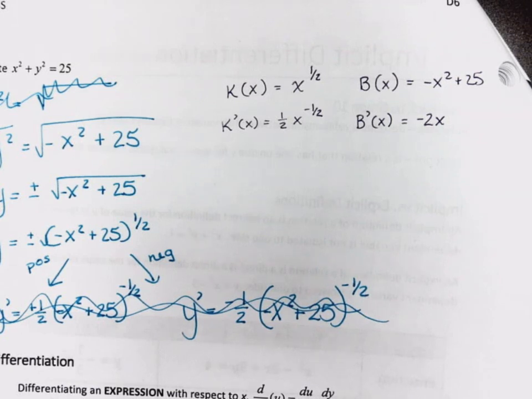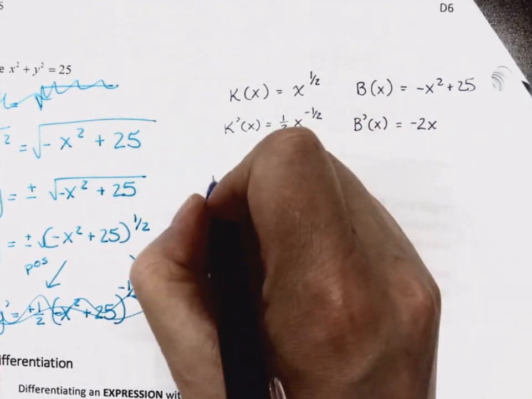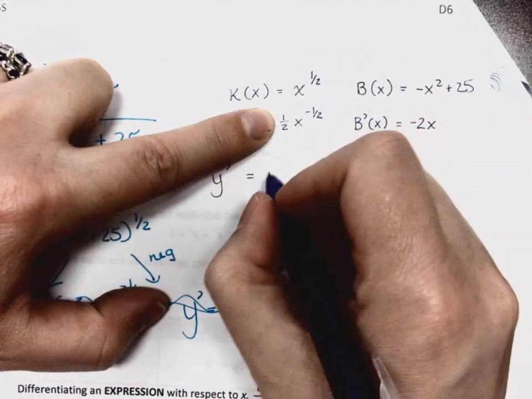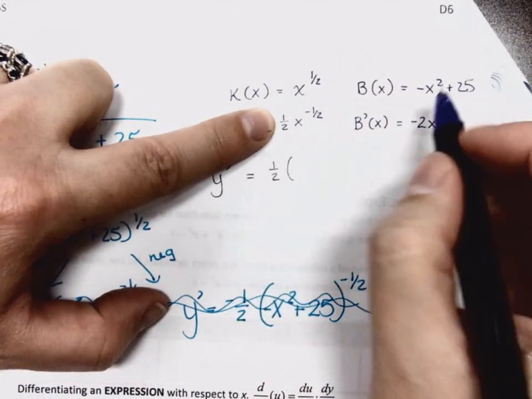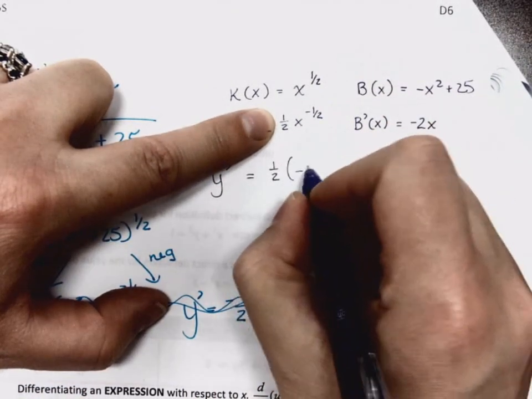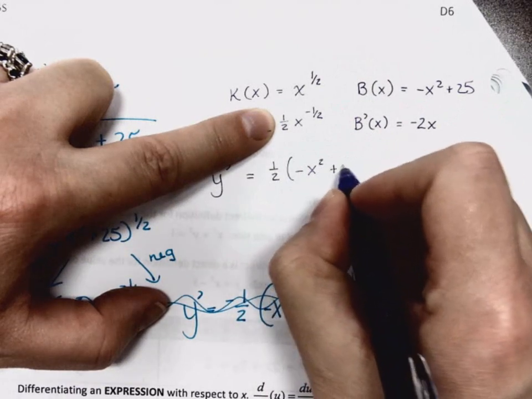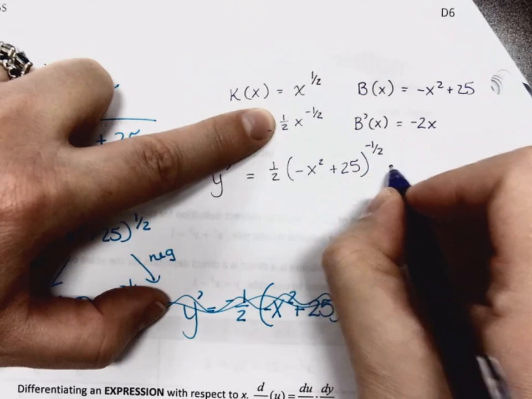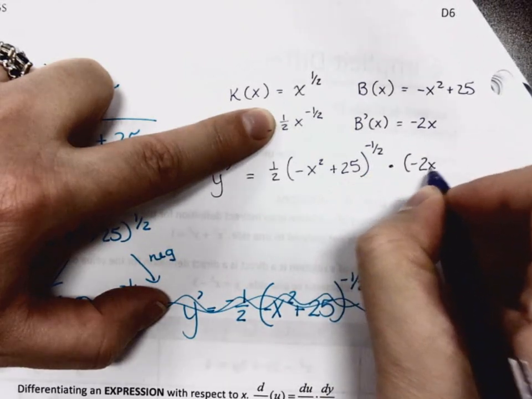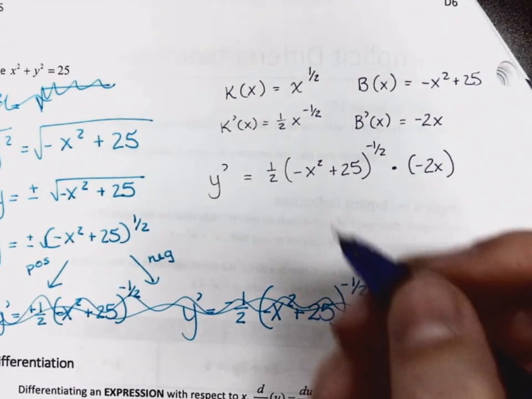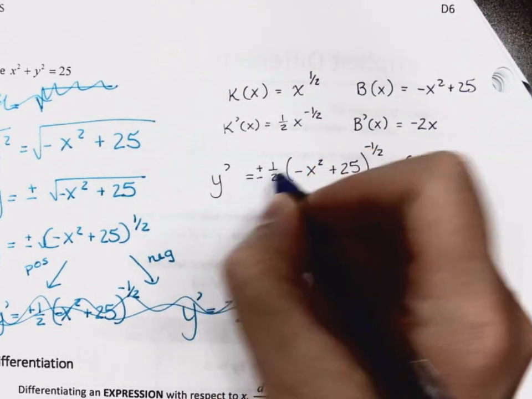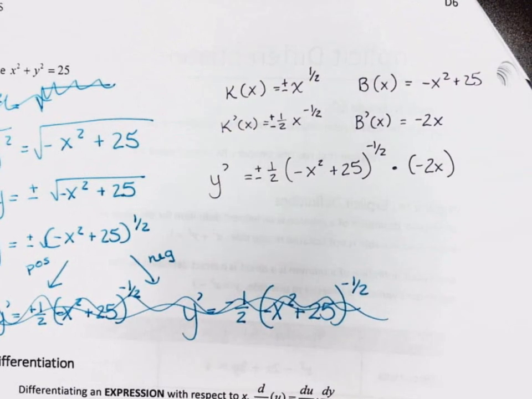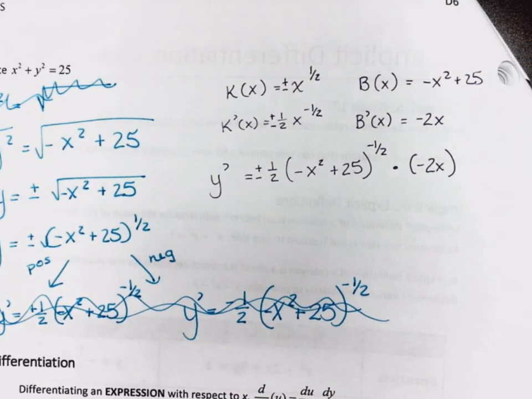Okay, so the chain rule says it is going to be the derivative of this, so 1/2, and we put in the original of this, so negative x squared plus 25 to the exponent negative 1/2 times negative 2x. Oh, and this has to be a plus minus in front because that would have been what our original one would have been, because it has the plus minus. We need both sides.